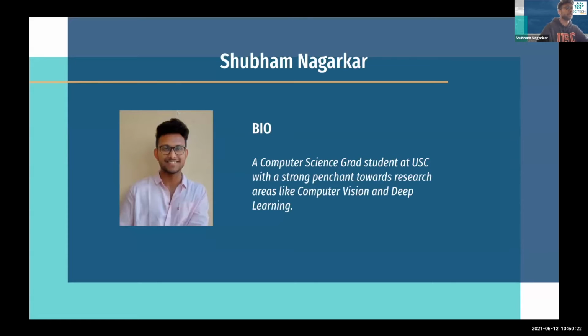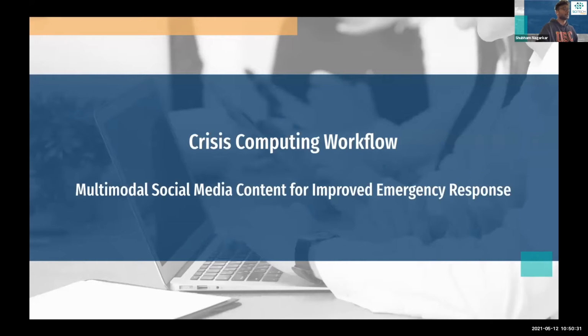At SciTech Lab, I'm currently working on a project which is a combination of both computer vision and NLP, and we're trying to import it to the Pegasus workflow management system. Today I'll be talking about my work, that is the crisis computing workflow. Basically, it uses social media content for improving the emergency responses.